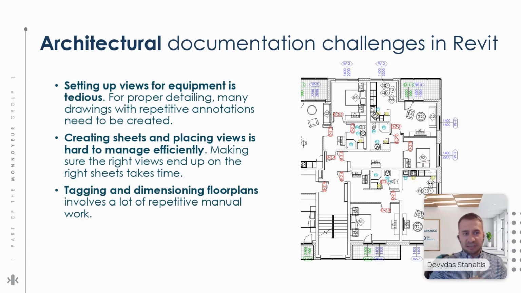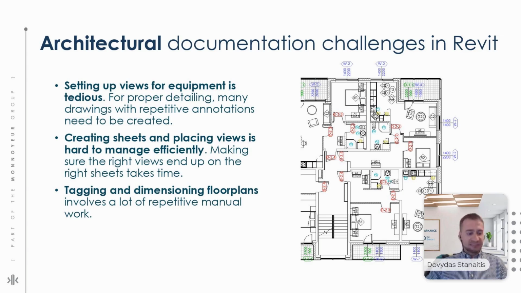So I would like to start with the architectural part and some of the challenges involved in documenting it in Revit. Challenges like creating detailed views for equipment or other elements is often tedious and repetitive. Documentation also involves creating lots of sheets and placing views in precise positions. And each view then needs to be individually tagged and dimensioned.